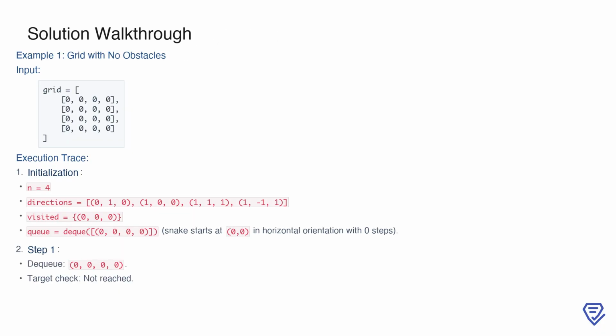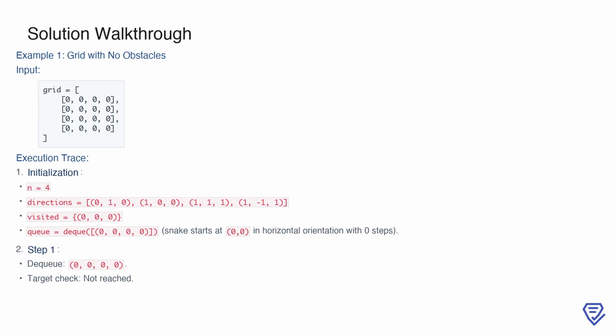In this example, we have a simple 4x4 grid with no obstacles. The snake starts at the top left corner of the grid, represented as 0, 0, in horizontal orientation. Initially, we define the grid size n as 4 and specify the possible directions the snake can move in: moving right, moving down, rotating clockwise, and rotating counterclockwise.